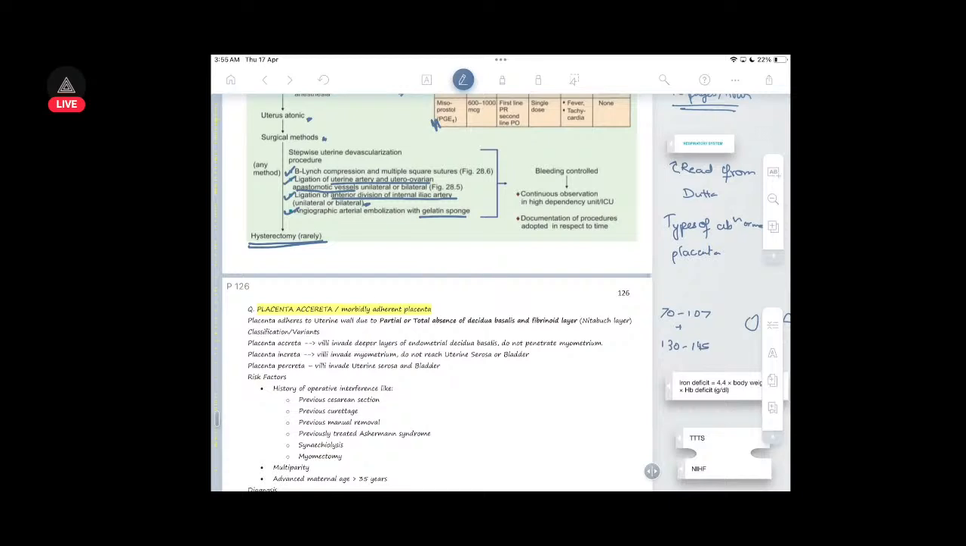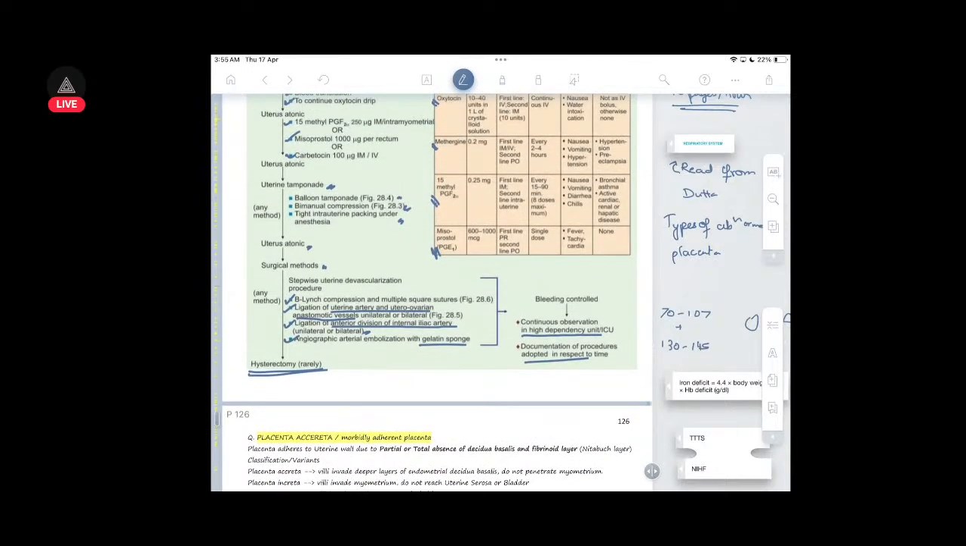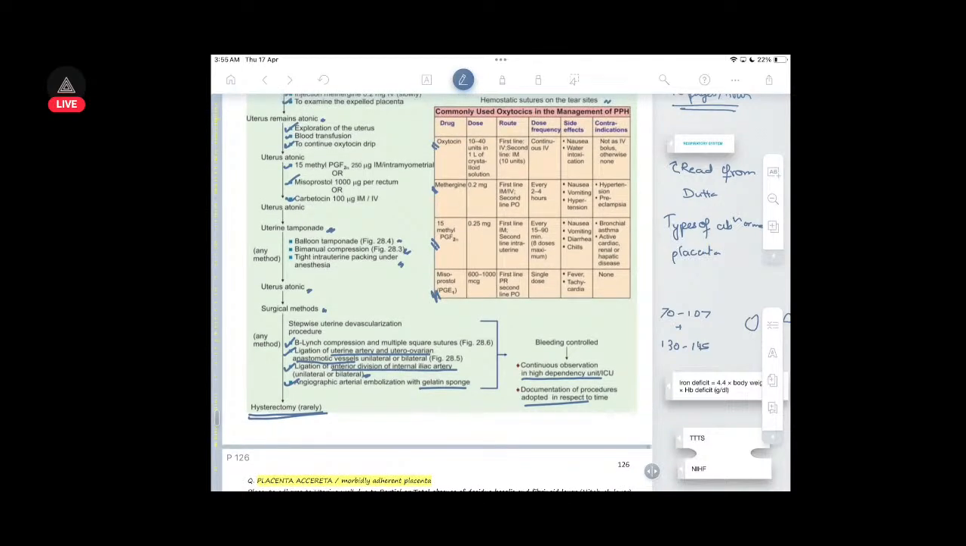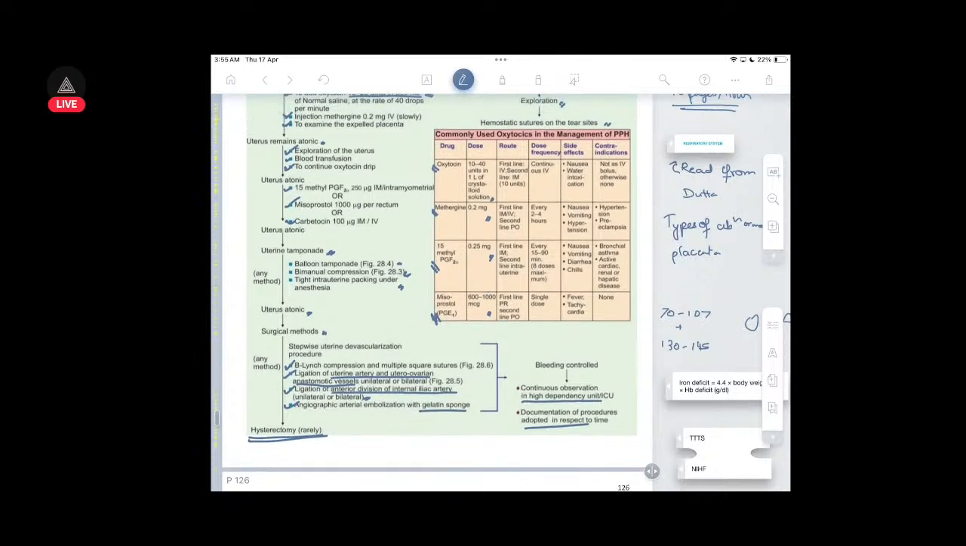If the bleeding is controlled, then admit to ICU and observe. And the documentation of the procedure is to be done. Okay. So oxytocin you have to provide 10 to 40 units. Methergine is 0.5, PGF2 is 0.25, misoprostol is 600 to 1000.